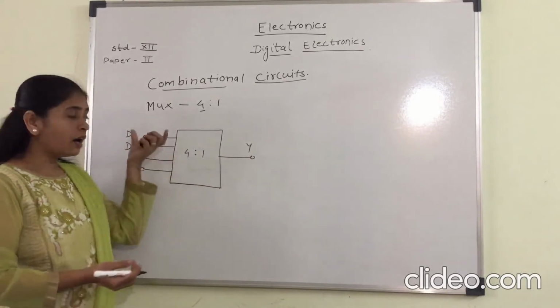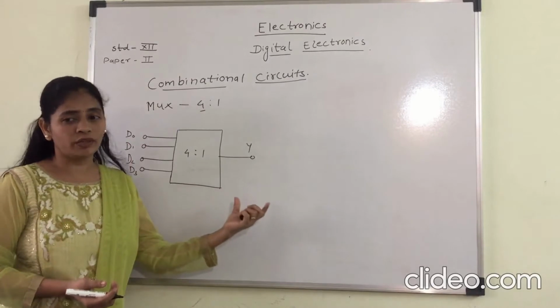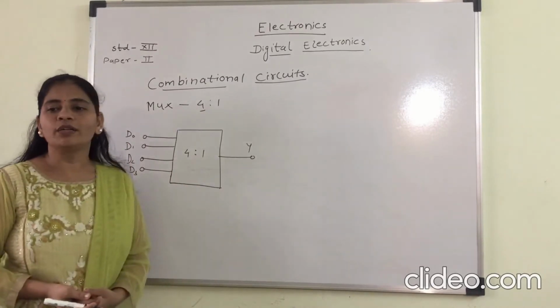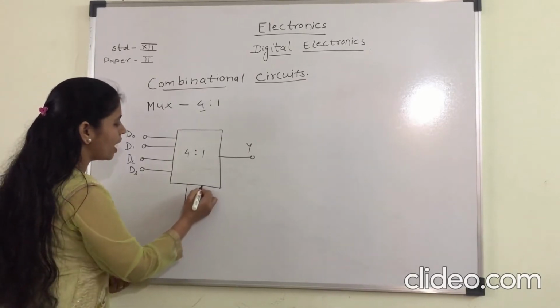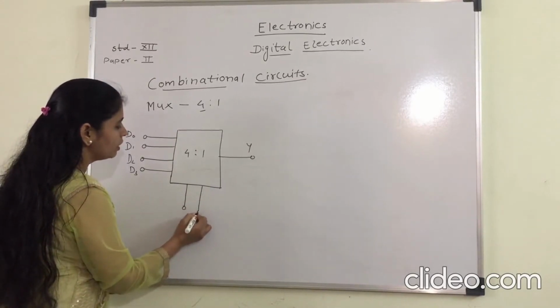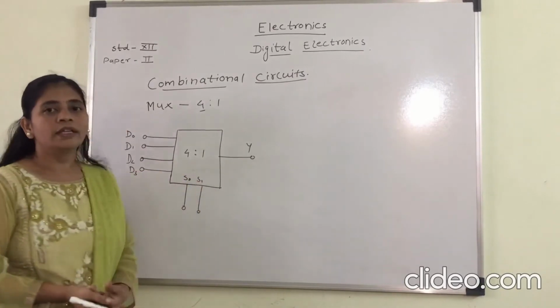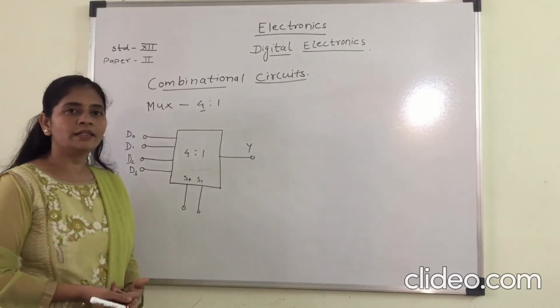But in a multiplexer there are many inputs, yet it can select only 1 output. So how can it select? According to the select lines. So here we have to add the select lines. The select lines are labeled as S0 and S1. These are the select lines. How can we get the number of select lines?